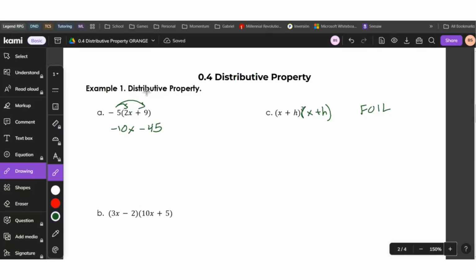All right, so all that means is firsts, so x times x, outsides, which is going to be xh. Insides, does hx and xh, are those different or are they the same? They're exactly the same. So I'm going to write them as xh.